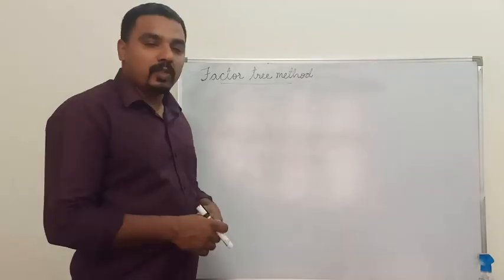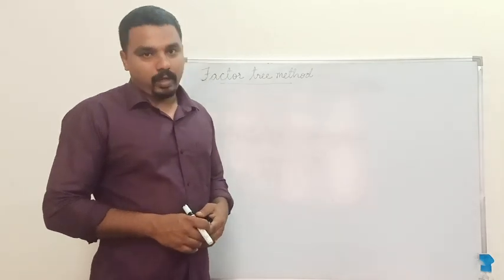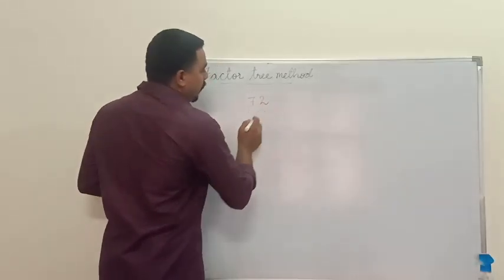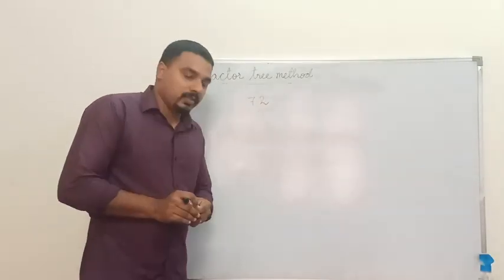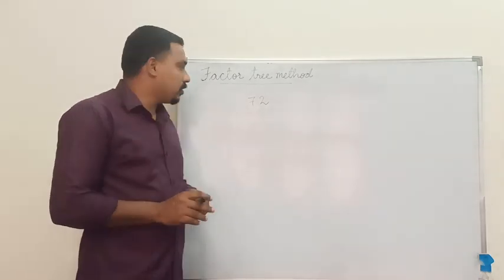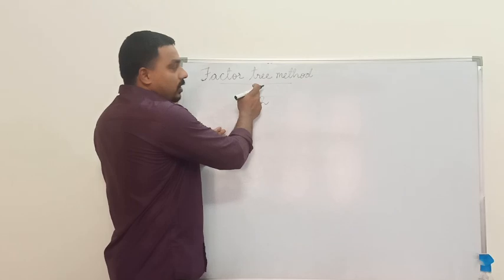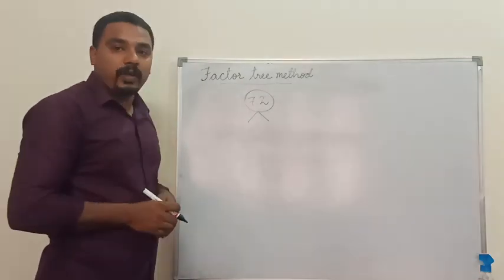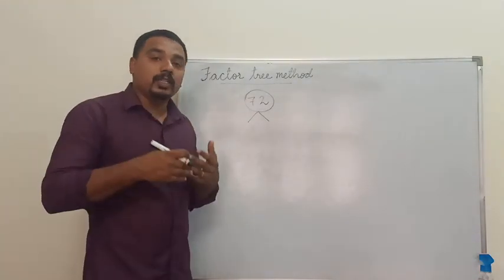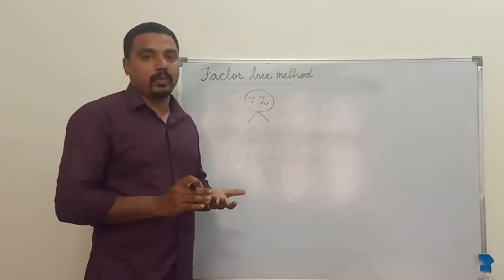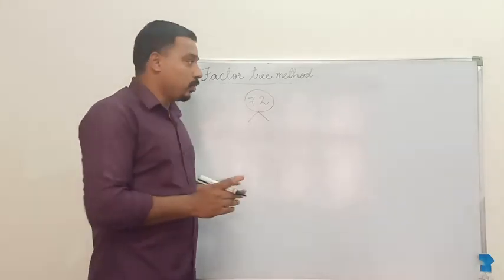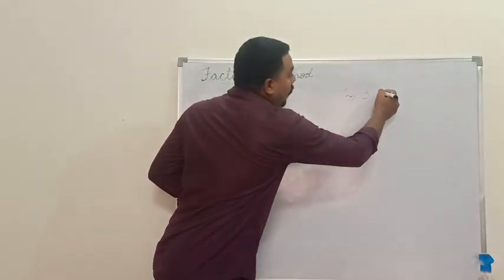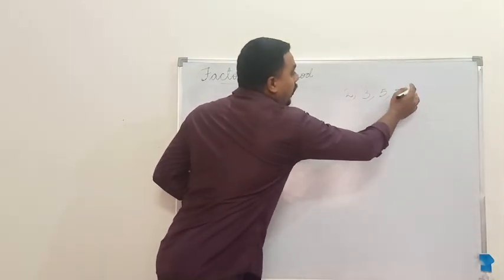Okay, this is another method to find out the prime factors of a particular number. For example, 72. We have to find out the prime factors of this 72. This is the factor tree method. First of all we have to divide this 72. Which number do we have to divide by? We have to take the least prime number. Which is the least prime number? 2. Either we take 2, or we take 3, then 5, 7, 11 in this way.